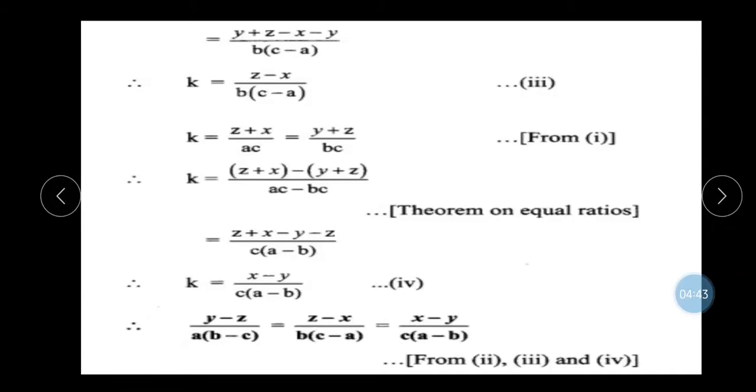Therefore, from 2, 3 and 4 we get (y minus z) upon a into (b minus c) is equal to (z minus x) upon b into (c minus a) is equal to (x minus y) upon c into (a minus b).